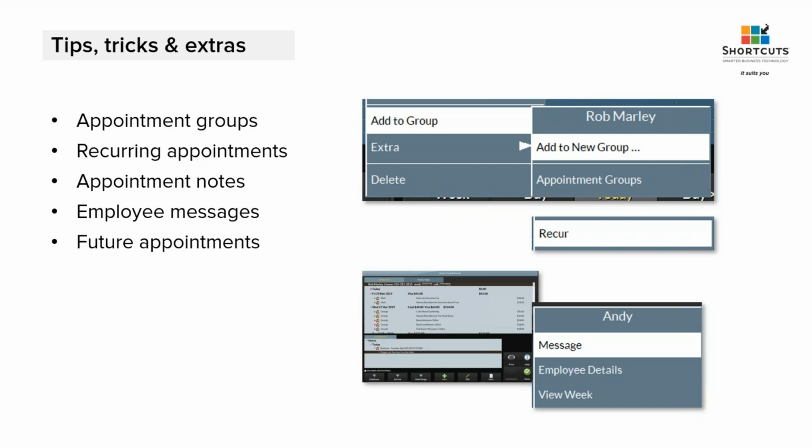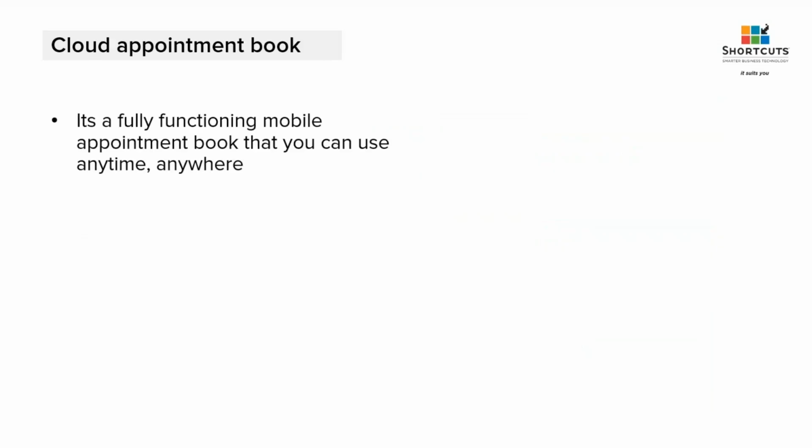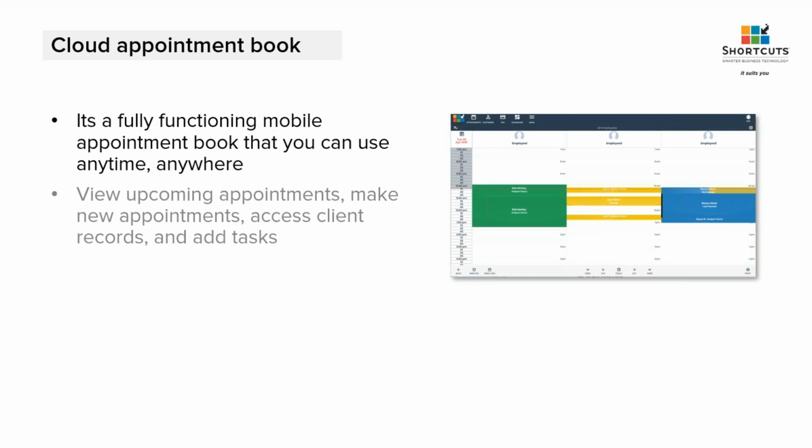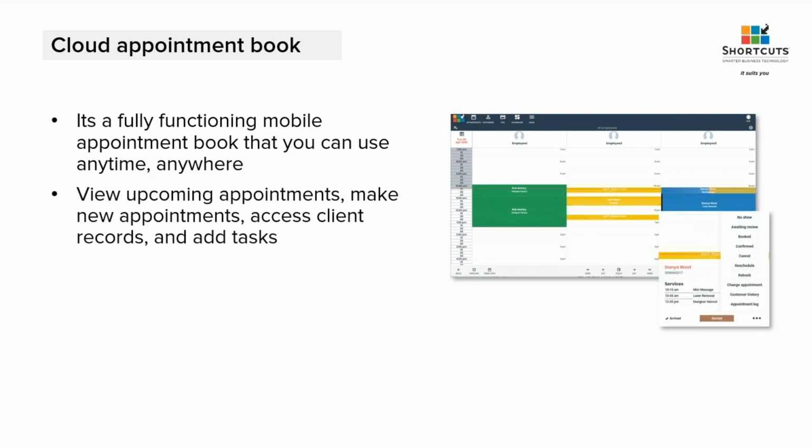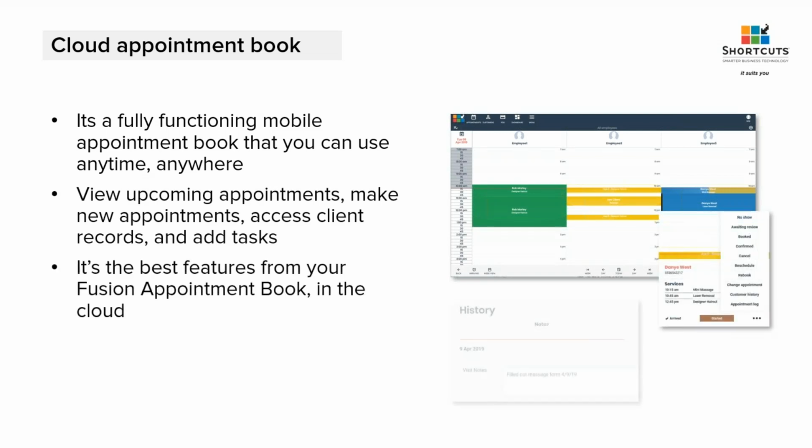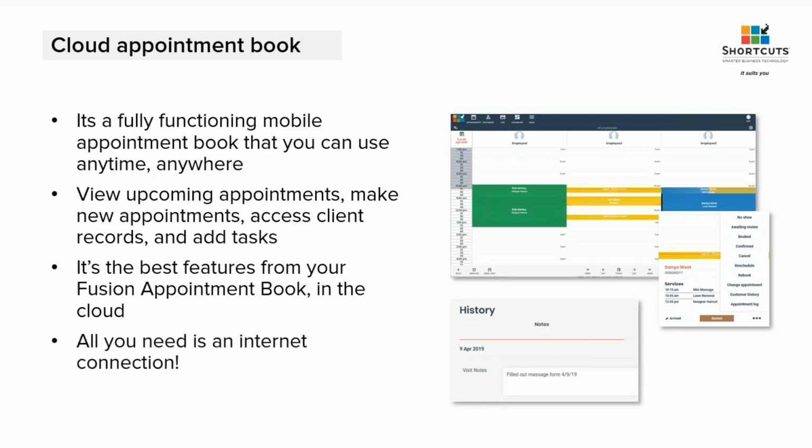So with that in mind, if you're working remotely, or if you have a tablet in your salon or your spa or your barbershop, and you want to free up so that the employees can make appointments, can move appointments around, and it doesn't necessarily rely on your front desk to do all of that. So we do have a cloud appointment book. It has all of the same basic functionality of the Shortcuts point of sale appointment book. You can search for customers, make appointments for them, move appointments around, access their history notes, write down new history notes, put in tasks. So it's all of the features of the appointment book, but it's mobile now.